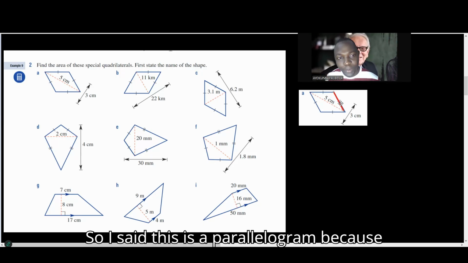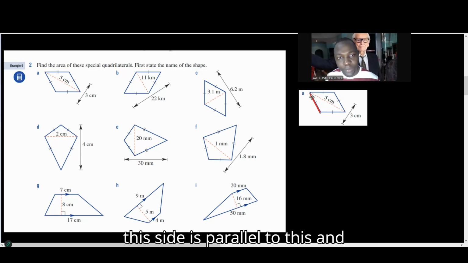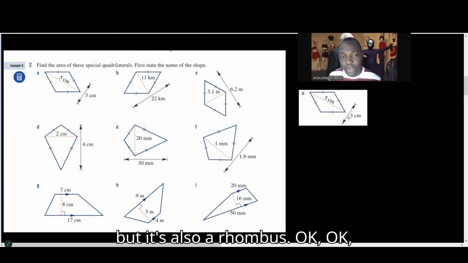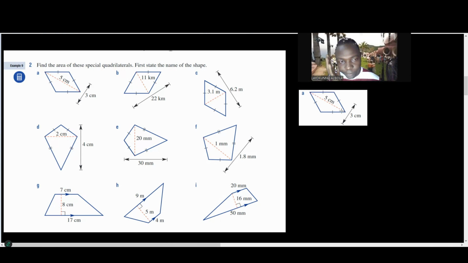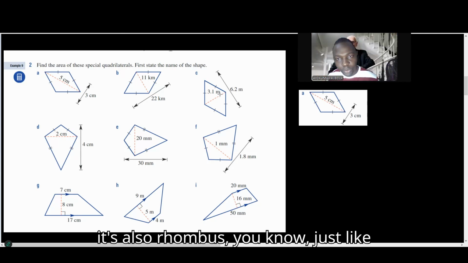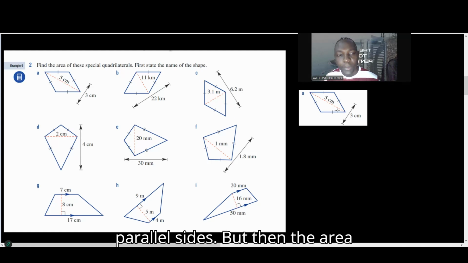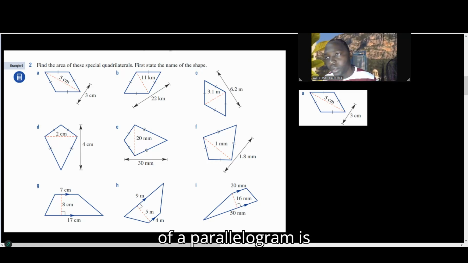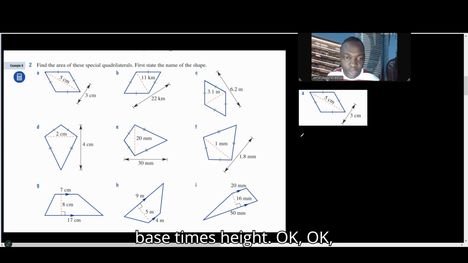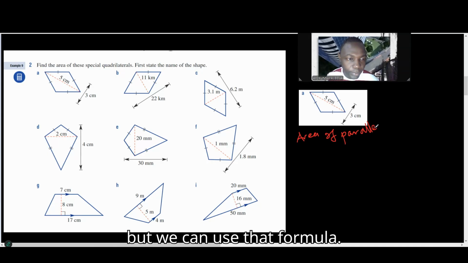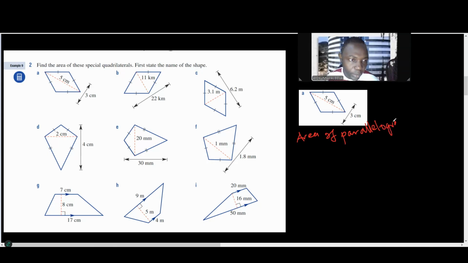So I said this is a parallelogram because this side is parallel to this, and this side is parallel to the other side. But it's also a rhombus, just like this one you have here. It's a rhombus as well as a parallelogram because it has parallel sides. But then the area of a parallelogram is base times height.